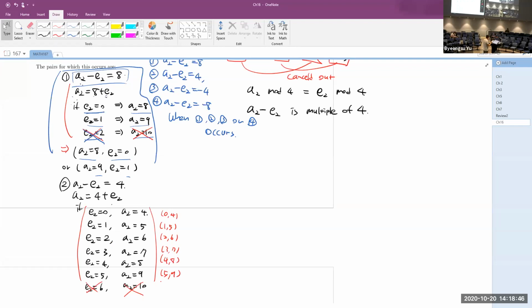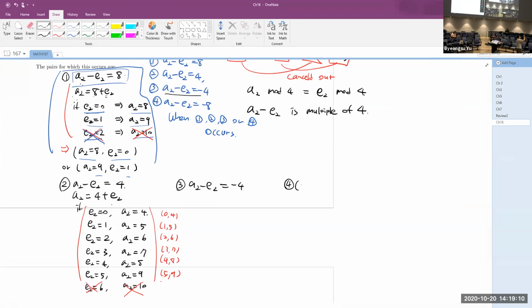So we have 2 more cases, right? When A2 minus E2 is negative 4, but okay, question? The numbers used as A2 and E2 have to be between 1 and 9. So why do you use 0 still?